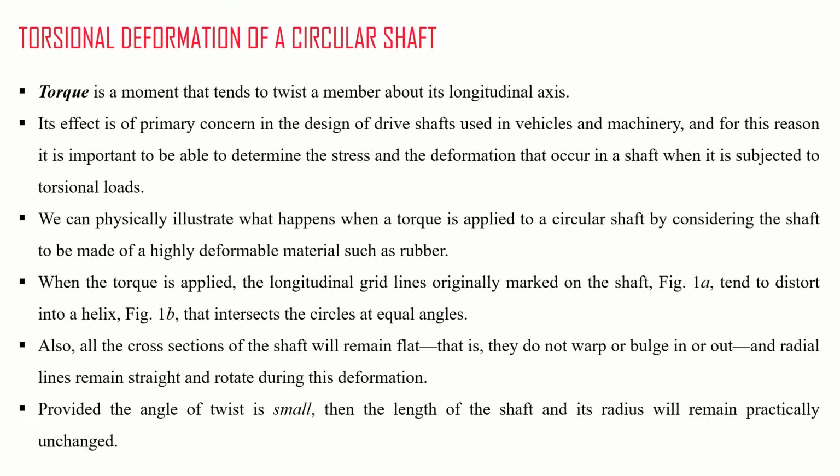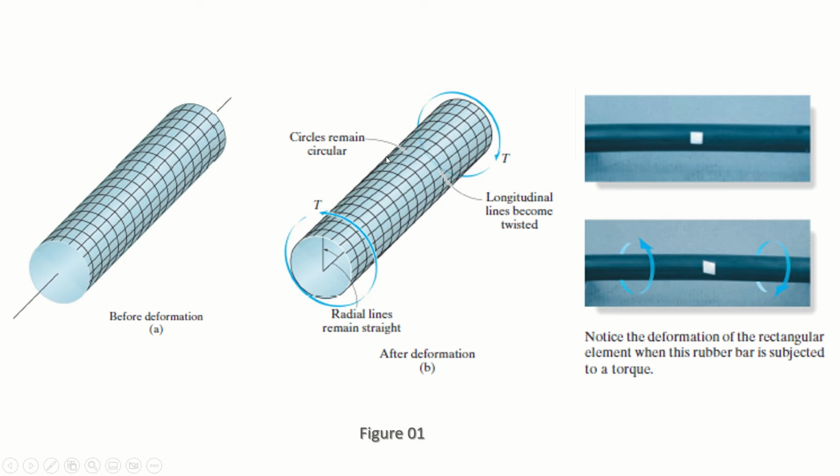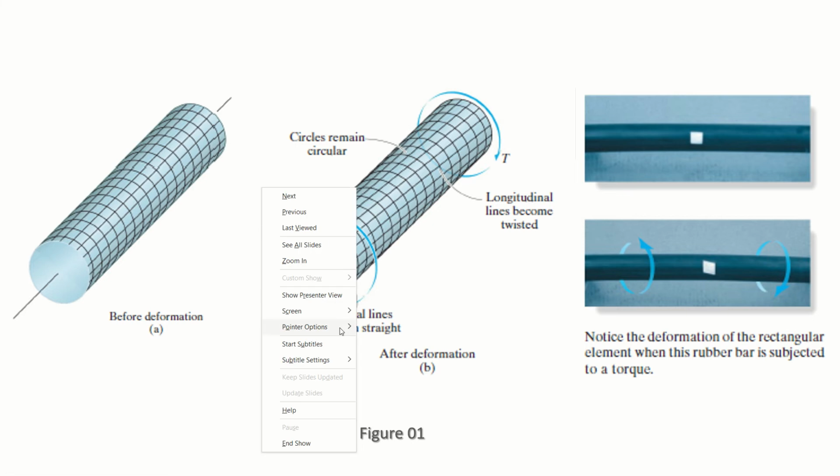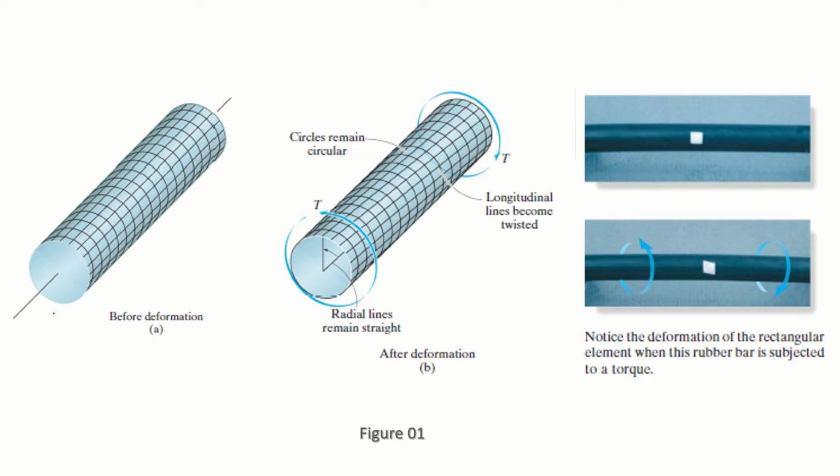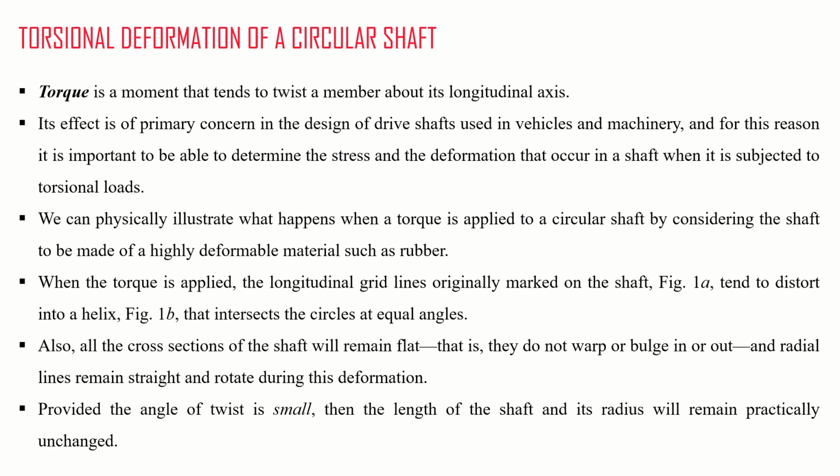The torsional deformation of a circular shaft. Torque is a moment that tends to twist a member about its longitudinal axis. Okay, so this is a circular shaft, right? And when you apply some twisting force, either on one end or both ends, it will cause twisting. For example, if I twist it in this direction from one end, and I twist it in the opposite direction from the other end, that will cause torsion in this shaft.